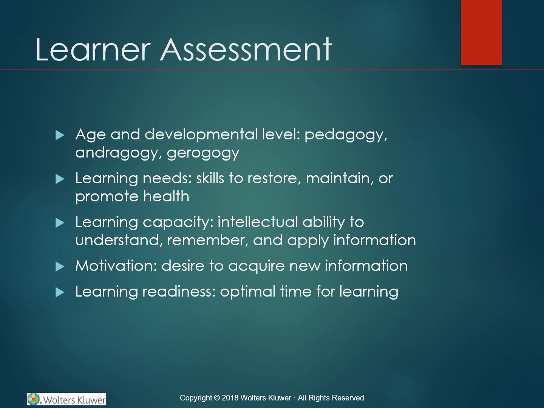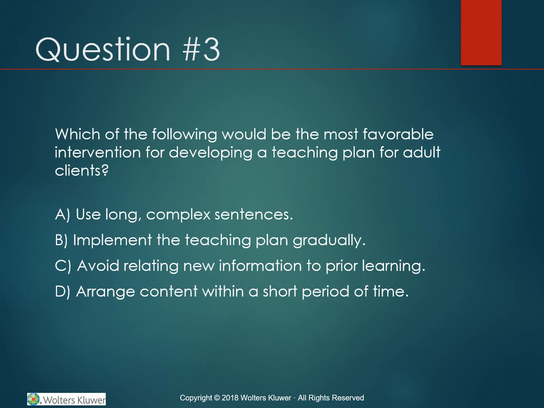Question number 3. Which of the following will be the most favorable intervention for developing a teaching plan for adult clients? And the options are: A. Use long, complex sentences. B. Implement the teaching plan gradually. C. Avoid relating new information to prior learning. Or D. Arrange content within a short period of time.